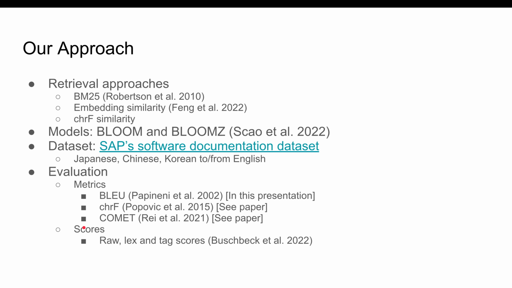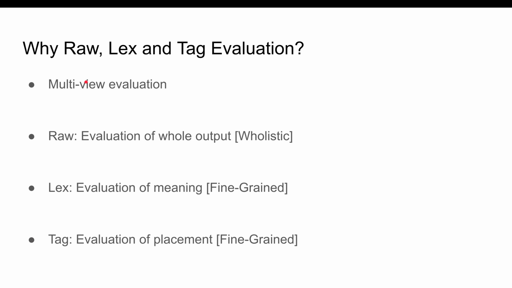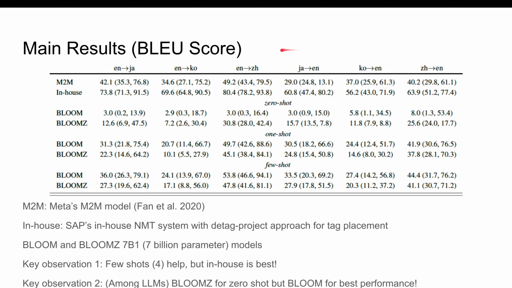As for the scores that we report, the raw, lex, and tag scores. And why 3 different types of scores? Because we want a multi-view evaluation in addition to human evaluation, which I'll talk about later. The raw scores give a holistic evaluation of the entire output or translation. The lex scores give an evaluation of the meaning, and the tag scores give an evaluation of tag placement, the last two being fine-grained evaluations. Now let's take a look at the main results. We report only the BLEU scores here.